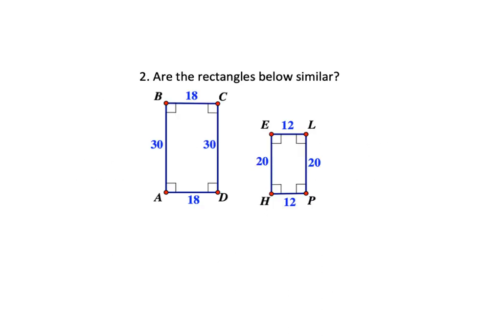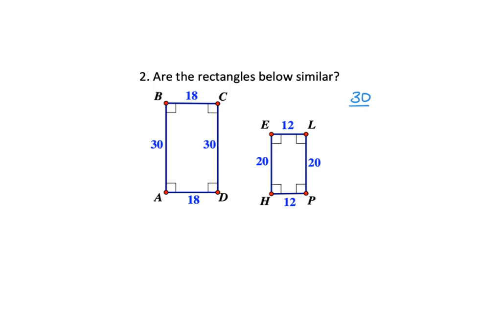Now let's look at these rectangles and decide if they're similar. They're going to be similar if their sides are in the same ratio and their corresponding angles are congruent. And as you can see, since these are all 90-degree angles, we don't need to worry about that. All angles here are congruent. But we do need to look at the sides to see if they're in the same ratio.